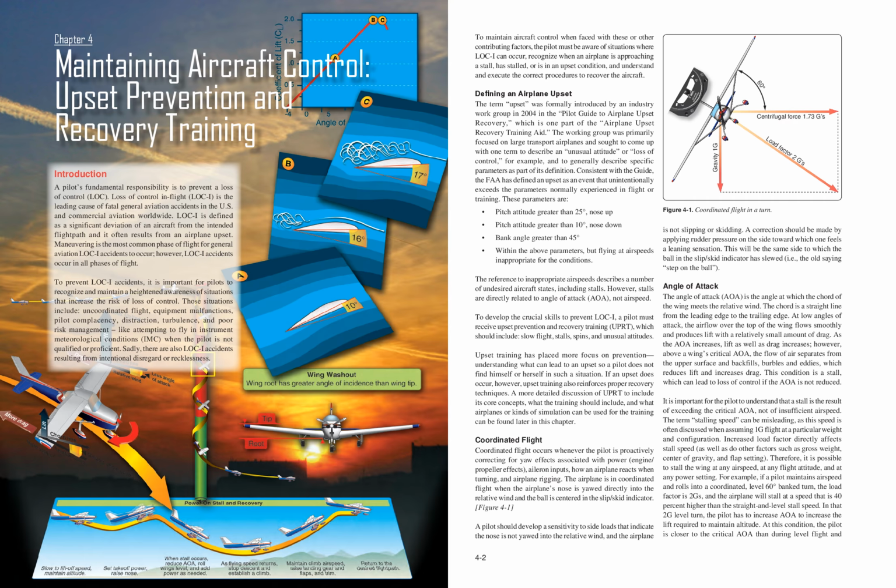Coordinated flight. Coordinated flight occurs whenever the pilot is proactively correcting for yaw effects associated with power, engine/propeller effects, aileron inputs, how an airplane reacts when turning, and airplane rigging. The airplane is in coordinated flight when the airplane's nose is yawed directly into the relative wind and the ball is centered in the slip/skid indicator. Figure 4.1. A pilot should develop a sensitivity to side loads that indicate the nose is not yawed into the relative wind.